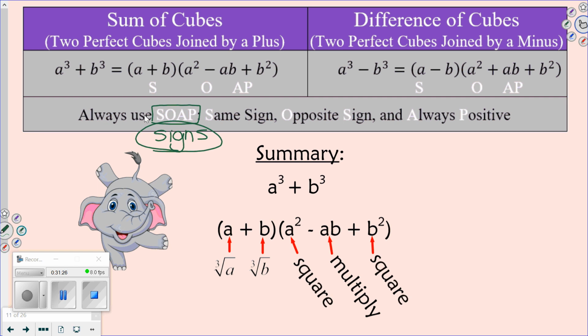It's done. Okay? So sum and difference of cubes is similar to difference of squares where we have two terms. But for these, the two terms will both be perfect cubes. And obviously it will be x to the third. They're cubes, right? It'll be x cubed. All right, now the difference between the difference of squares is this can be sum or difference. It can have a plus sign or a minus sign. It does not matter. Okay, now the signs change for how we factor this. As far as the signs, because that's what we always start with, if you remember to use SOAP, right?